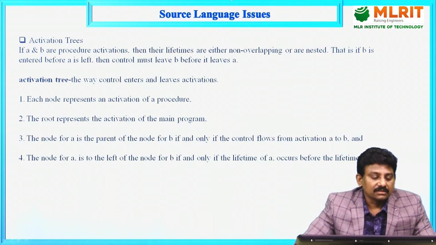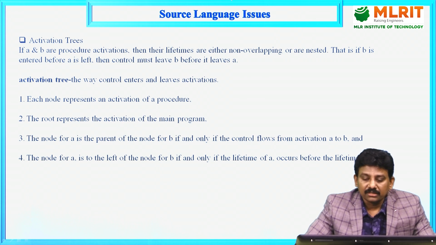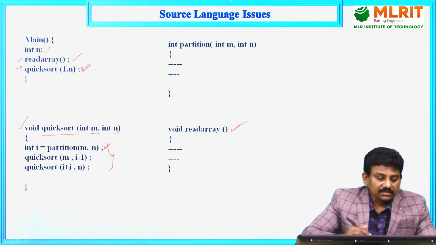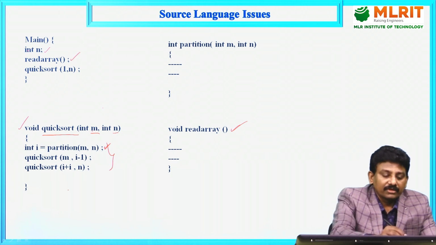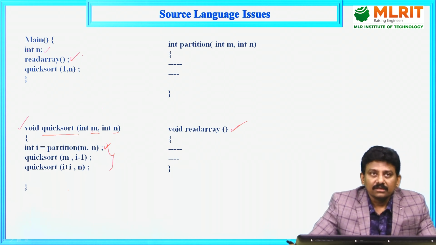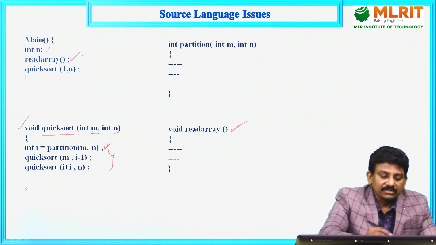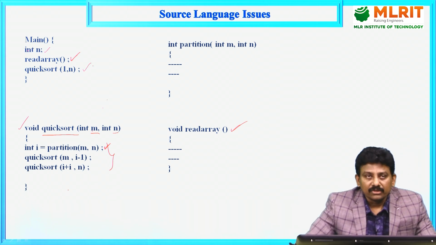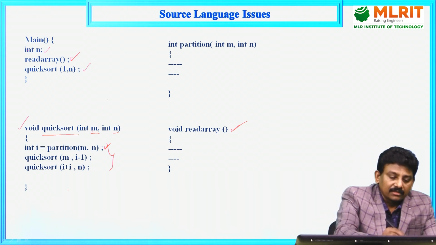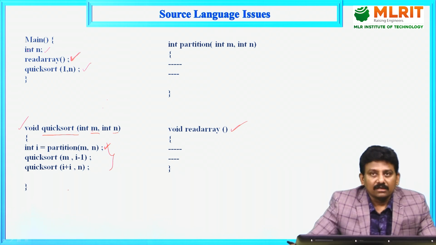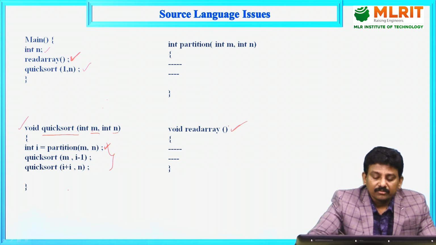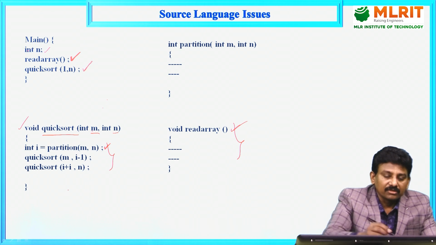Activation trees. If A and B are procedure activations, then their lifetimes are either non-overlapping or nested. That is, if B is entered before A is left, then control must leave B before it leaves A. In the previous example, read array is a function. For the read array function there is a node in the activation tree, and quicksort is a function, so there is a node for quicksort. Before quicksort, read array is called, so that read array function will be executed. After that, quicksort will be executed.